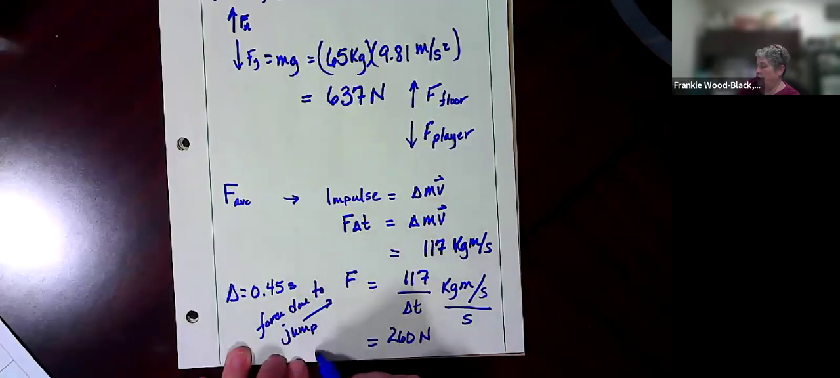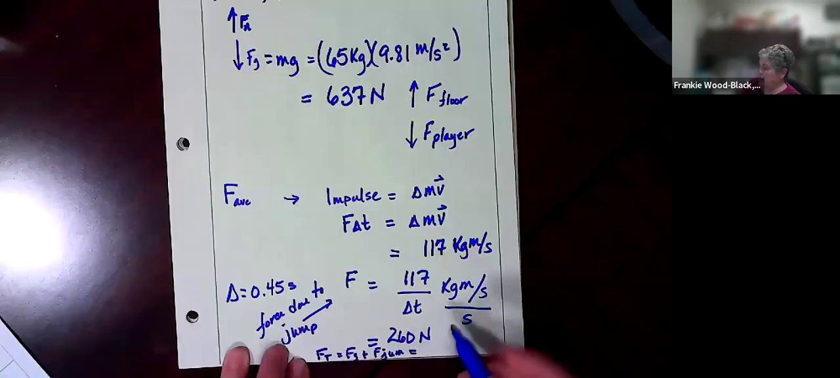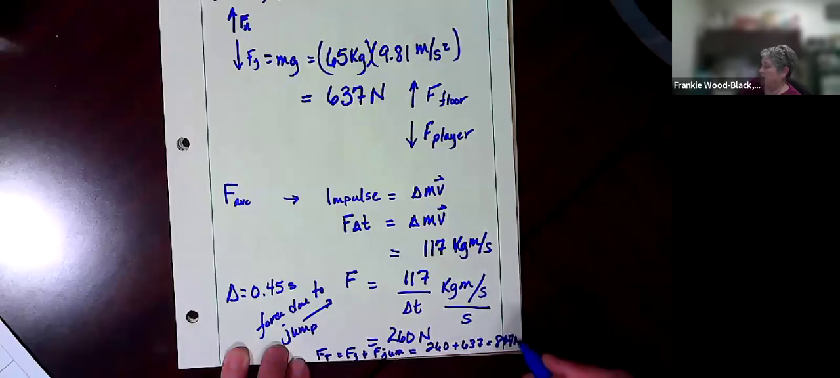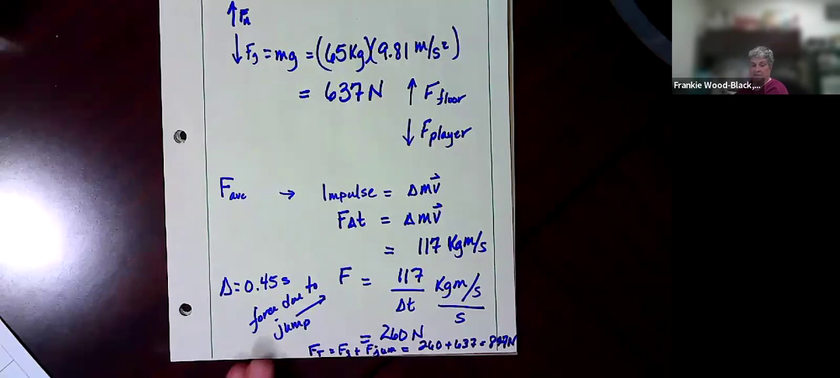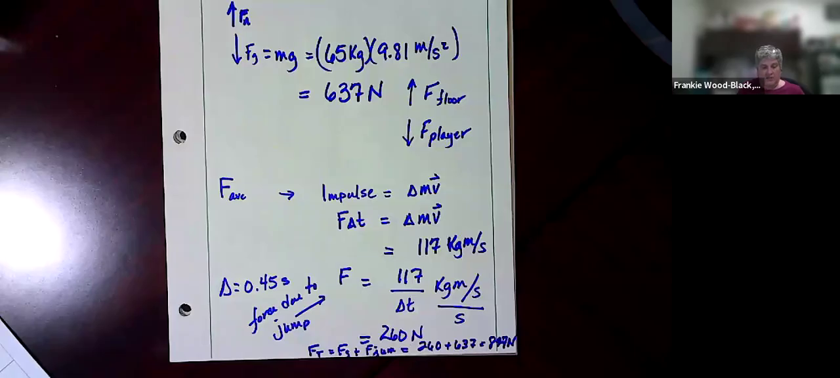And if I want to look at the total force, that's going to be the force due to gravity plus the force due to the jump. That's going to be 260 plus 637, and that's going to be 897 newtons. So that's kind of a fun problem to look at.